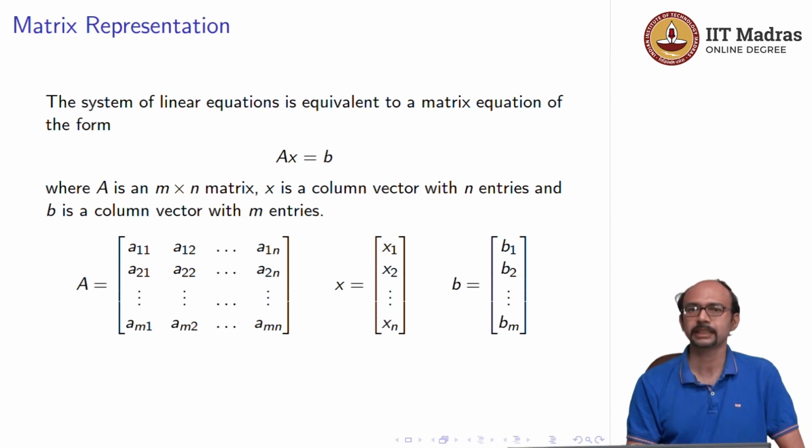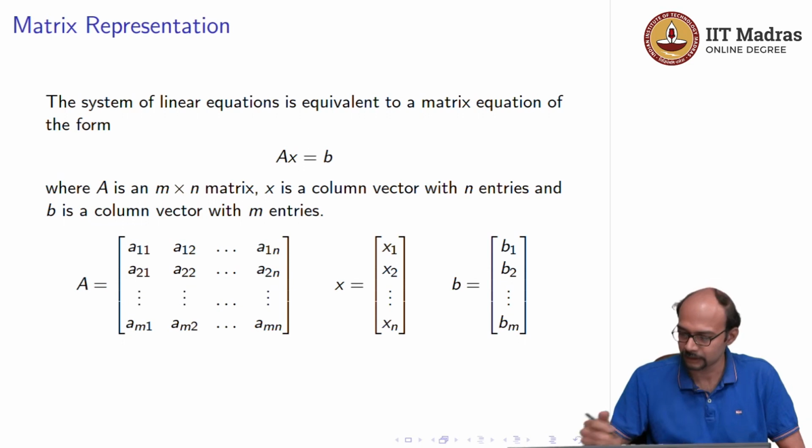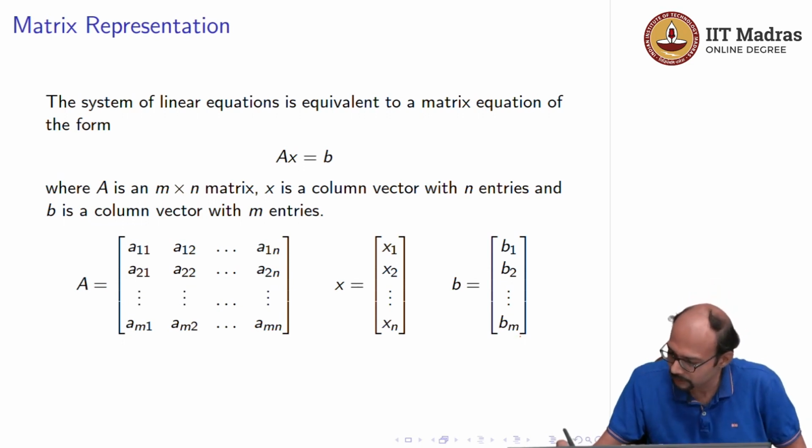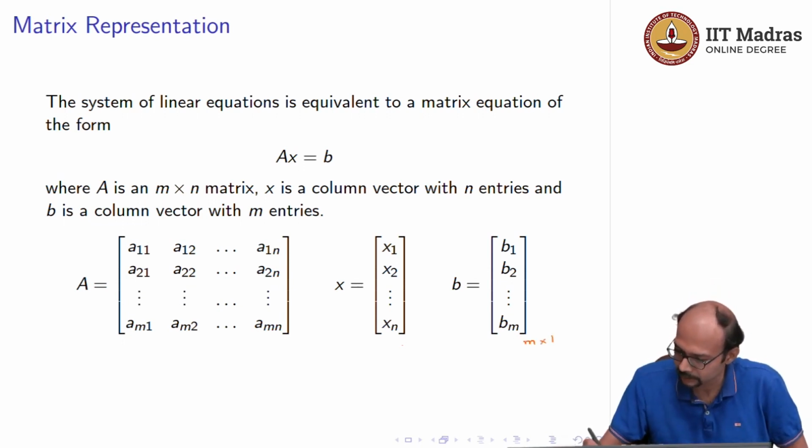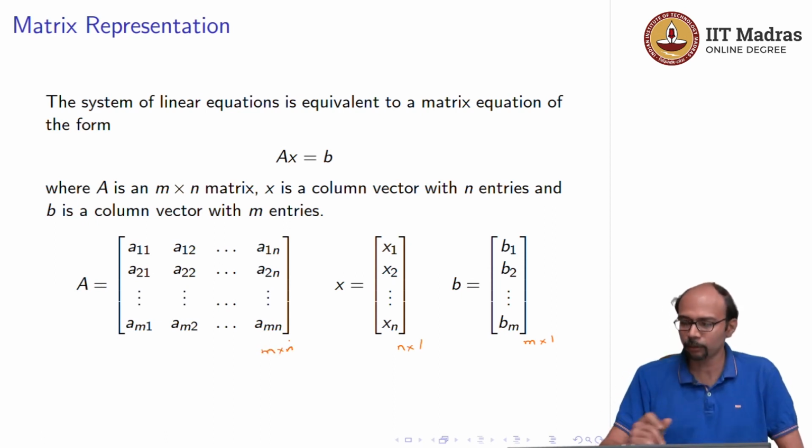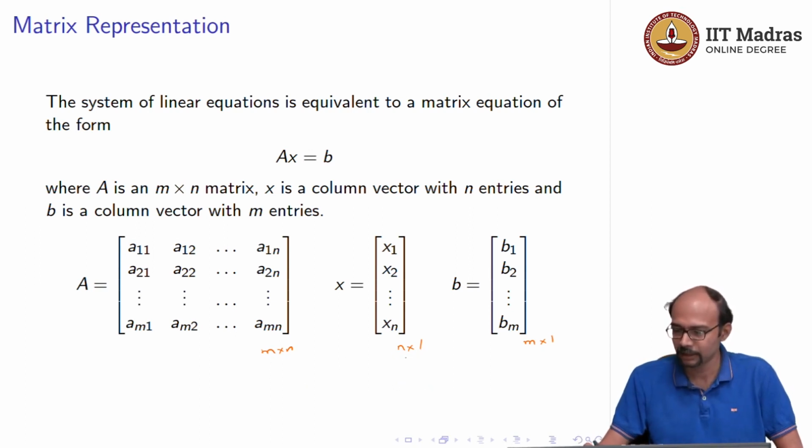And B is the set of constants. So it's again a column matrix consisting of the constants. So this is an m by 1 matrix. This is n by 1 and this is m by n. Now if you multiply these, first of all let's ask, does it make sense? Indeed, this is m by n and this is n by 1, so it makes sense to multiply these, and whatever the product is, it will be of size m by 1.